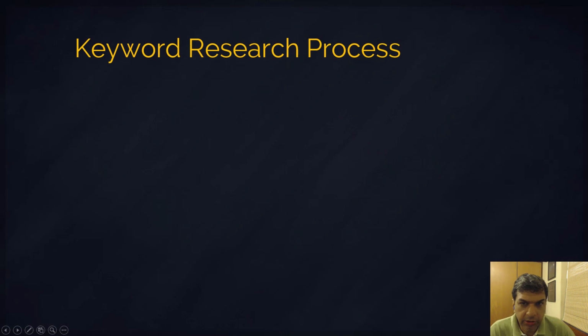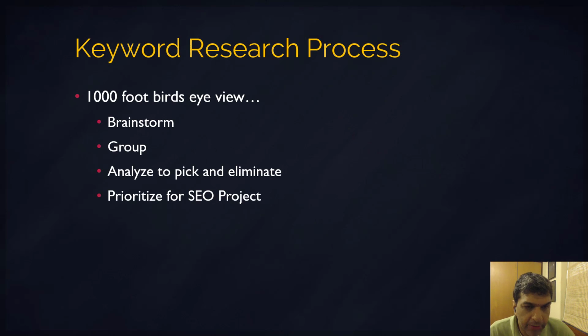Okay, so a little bit about the keyword process. I'm going to be giving you a 1,000-foot bird's eye view. Basically, this is the process that I use, and it consists of the initial phase, which is the brainstorming phase, where I do my research and try to gather as many keywords as I can. I use all the tools at my disposal and start collecting all the keywords and putting them in a file, whether it's an Excel spreadsheet or a Notepad file.